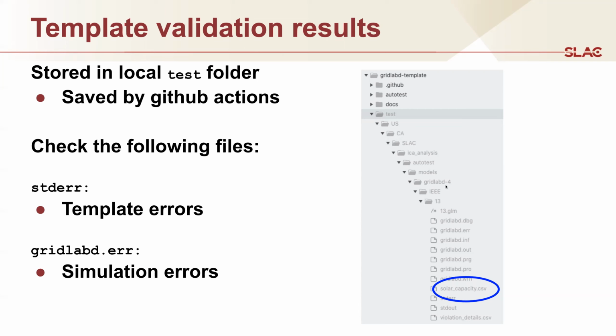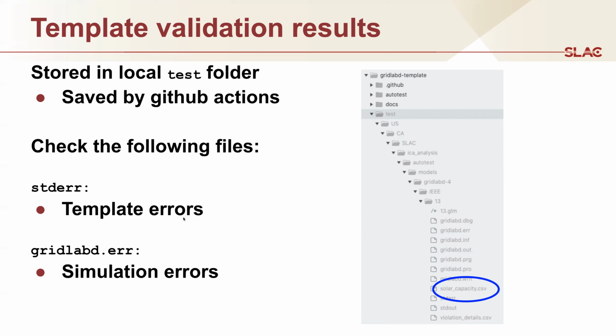The Autotest folder tree is simply a copy of the Autotest tree all the way down to the individual GLM file. You'll notice that the GLM here contains the original GLM file that we wanted to test. And you'll notice that the solar capacity file will be compared and checked. And if there's a difference, that will be reported as an error.